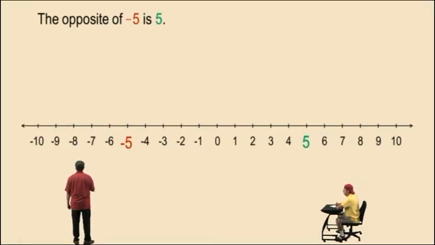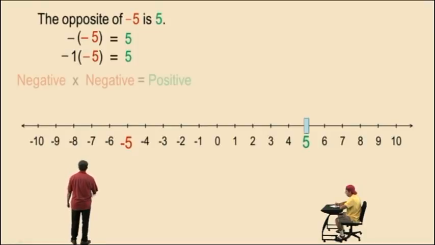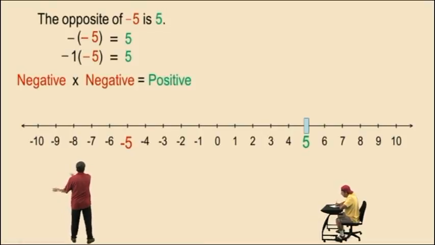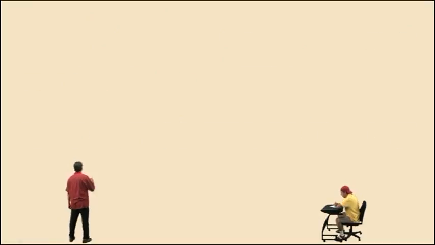Well, we know the opposite of -5 has to be +5, right? Well, let's translate that word statement into a math statement. Here's the opposite of -5 is +5. But we just saw that to mathematically calculate the opposite of a number, you multiply by -1. So if we take -1 and multiply by -5, the opposite of -5 is +5. The answer has to be positive. Therefore, we see that a negative times a negative must be positive. And that's because the opposite of negative numbers will always be positive. So that's the best way I can come up with to explain why a negative times a negative is a positive.